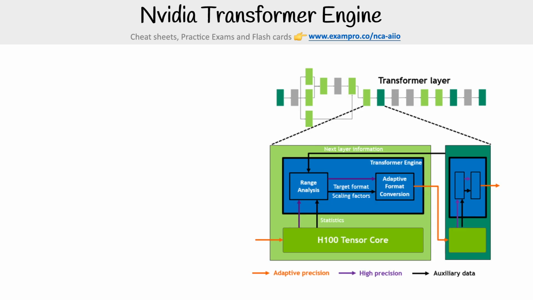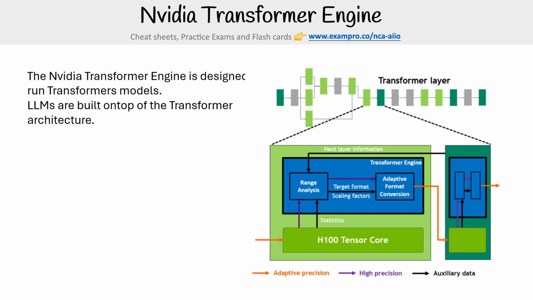All right, I know we just keep talking about the transformer engine, saying the same thing over and over again, but I have to make it really clear because this will help you on your exam. The NVIDIA transformer engine is designed to run transformer models, based on the transformer architecture. LLMs are built on top of the transformer architecture. And this transformer engine uses both 8-bit and 16-bit floating point precision. That is what it likes to run.